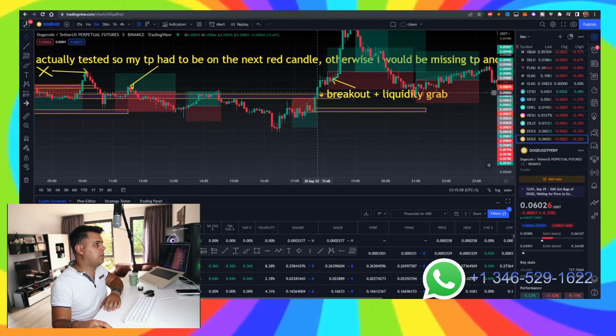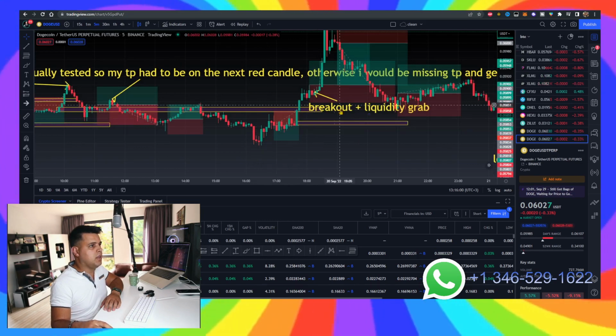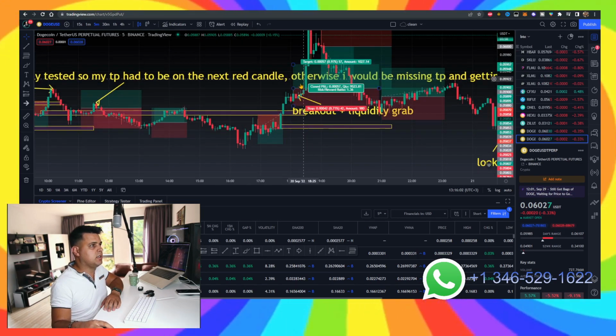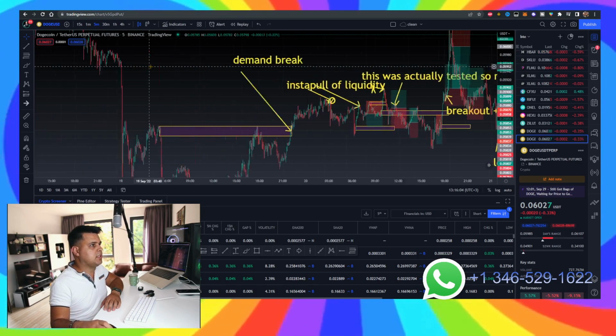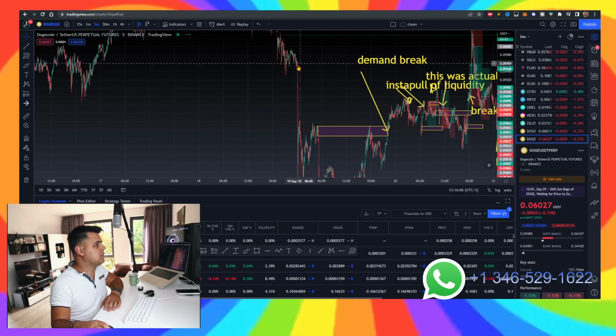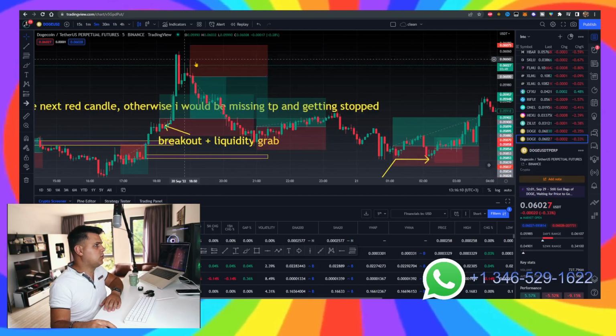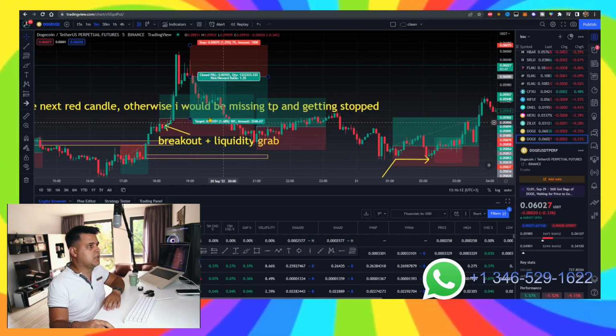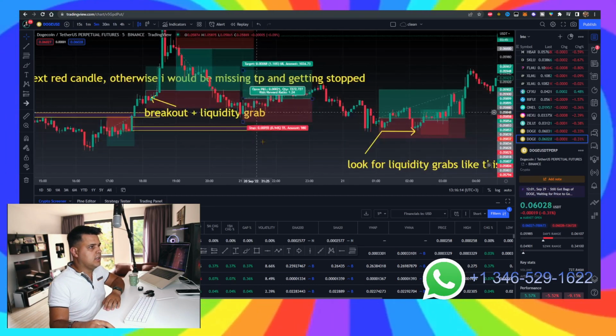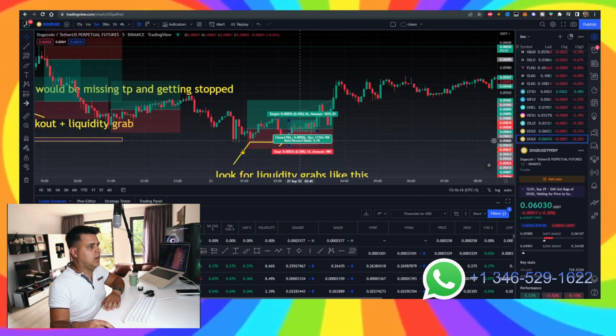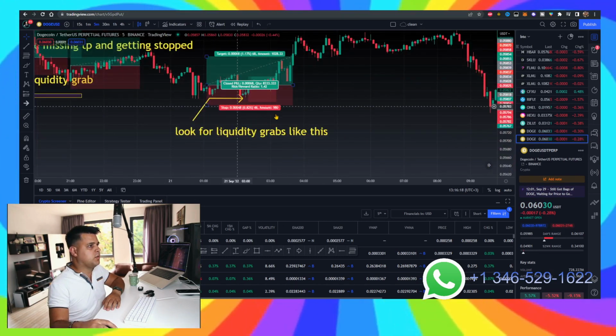And as soon as we broke the demand zone, we had a breakout, then we had a liquidity grab long here. I basically took this trade to this untested area, took profit, and then as soon as I saw the liquidity grab on the short side, I shorted right here, took profit right here, and this is how my trades look after. Look for liquidity grabs like this.